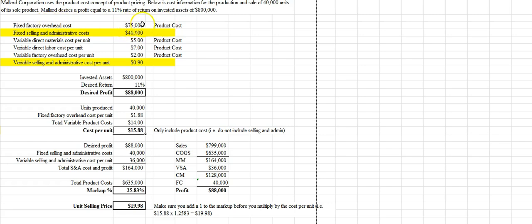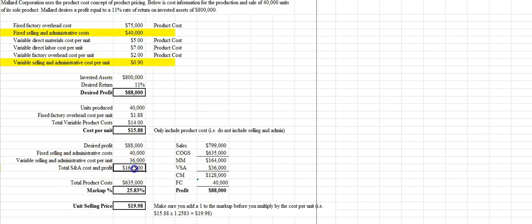It's given to us. Fixed factory overhead, variable direct materials, variable direct labor, and variable factory overhead. These are all given to us, and we do it on a per unit basis, right? These are already given to us on a per unit basis, so we just add it. So it's 15.88, right? This $15.88 per unit has to cover my desired profit plus my two non-product costs, fixed selling and administrative and variable selling and administrative, okay? So what are those? That's $40,000 here, which is given to me. This one I need to multiply times 40,000 units because it's given to me on a per unit basis, 36.